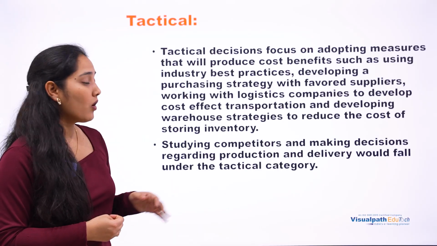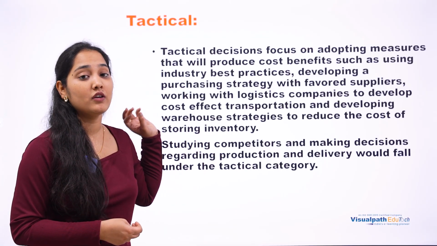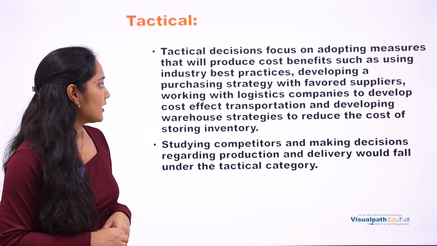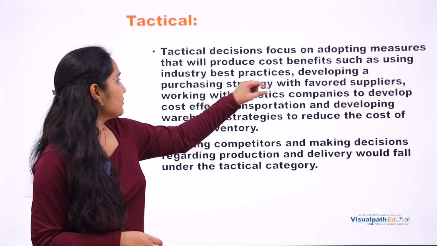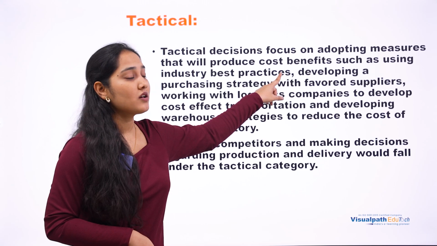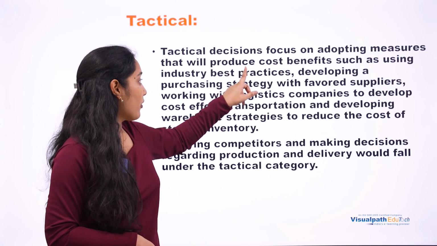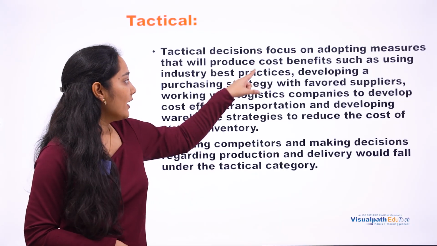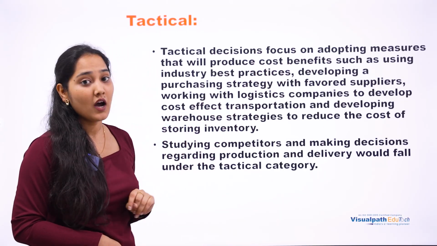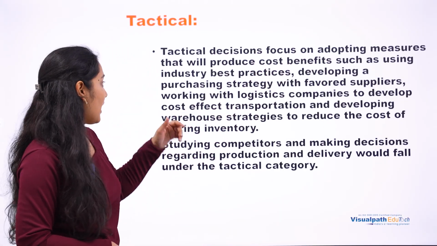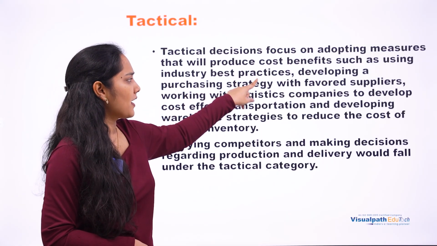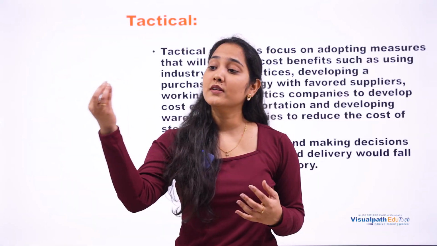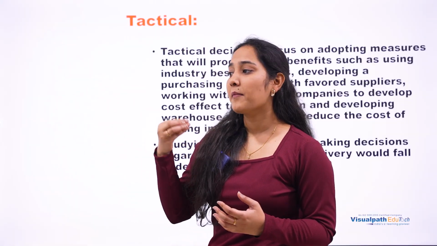So let's see what we have as an organization. We need to follow certain tactical decisions. So what are those tactical decisions? Adopting measures that will produce cost benefits. That's what we are talking about. We need to plan things in such a way that it gives us cost benefits. And how can those cost benefits happen? Industry best practices. We need to take up industry best practices from other people's experiences or other stories.